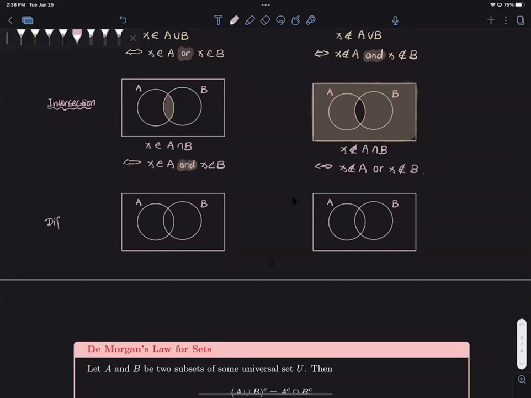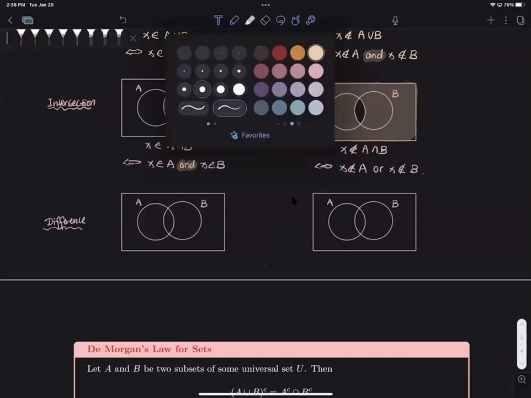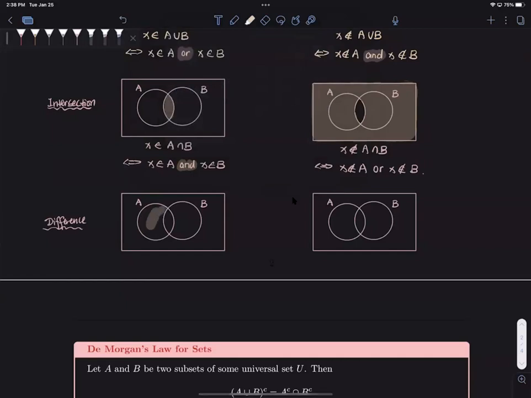I'm so slow. We need to be faster. Difference. So let's say x is in A minus B. Oh, okay, that's big. We change it to smaller. So A minus B will be this part. Okay, so let's say x is in A minus B. That means x is in A and x is not in B. Okay, not in B, but in A.